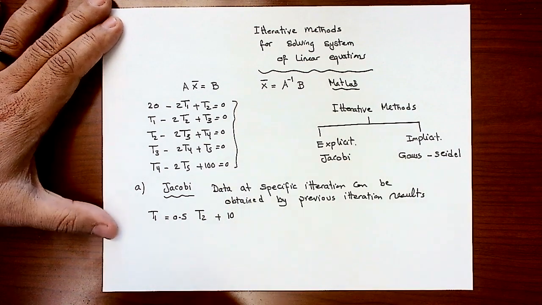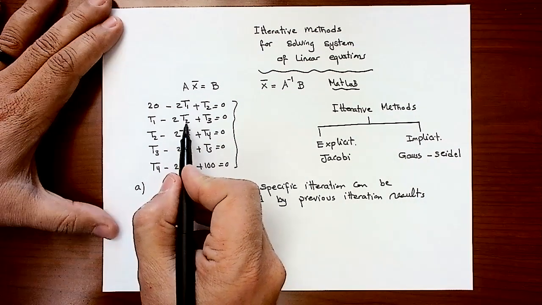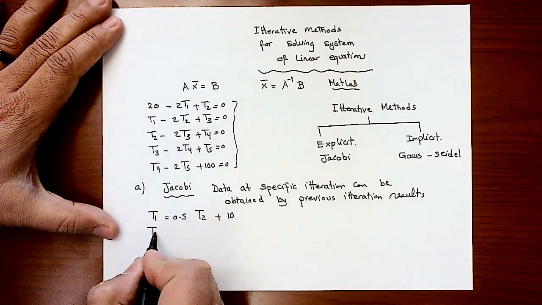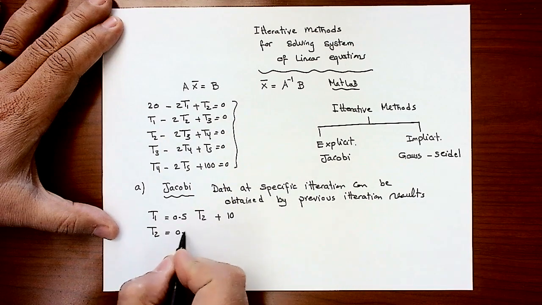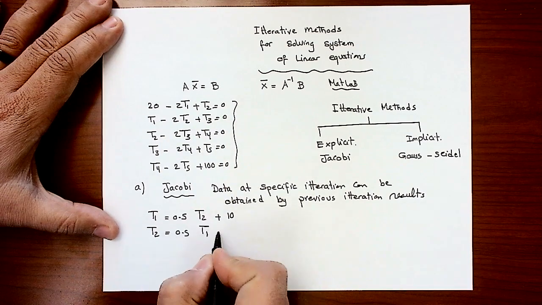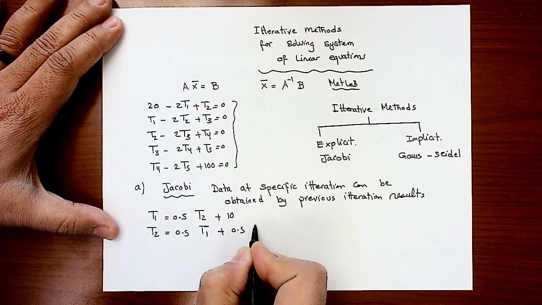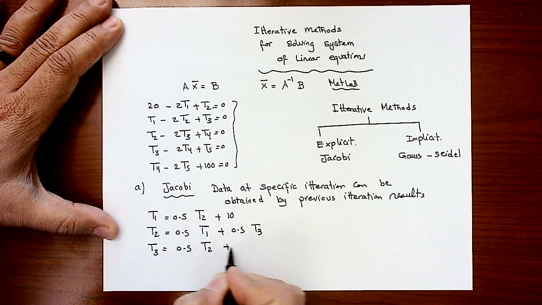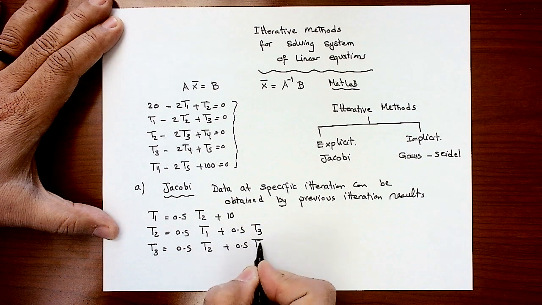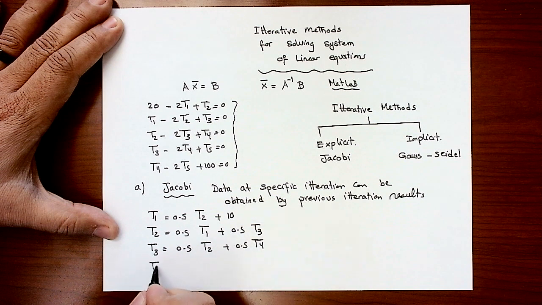Now let's go for the second equation. I will isolate T2 on the left side. So I will have T2, and I will divide by 2 on both sides. So I will have 0.5 of T1 plus 0.5 of T3. Next equation, I will isolate T3. So I will end up having 0.5 T2 plus 0.5 of T4. Next equation, I will isolate T4.